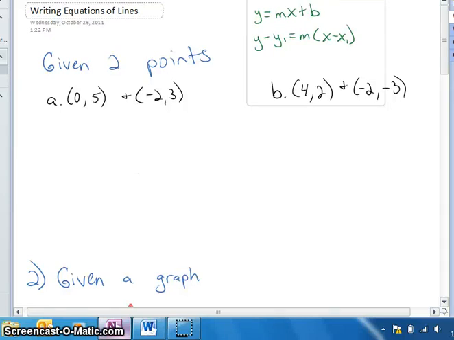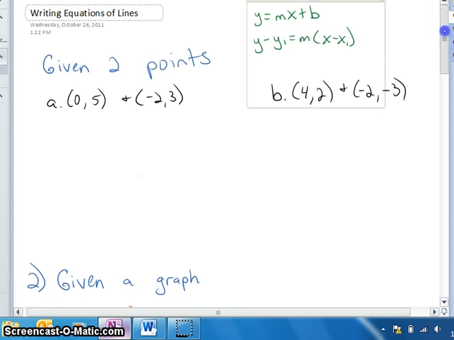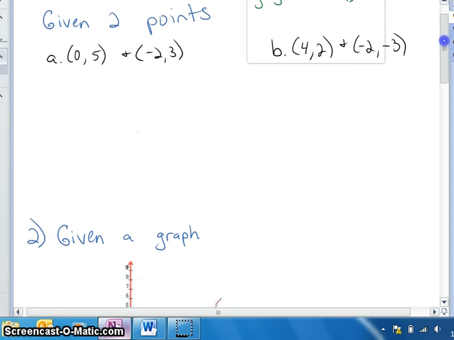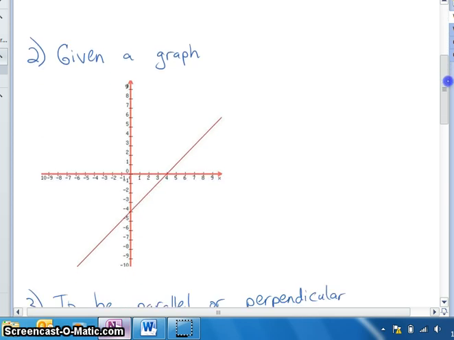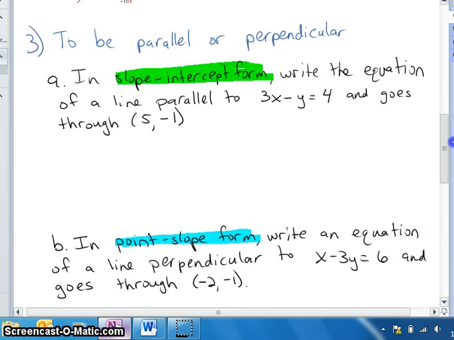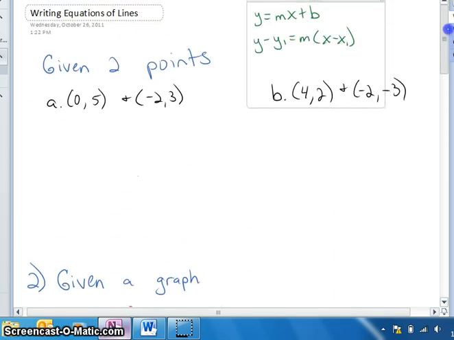Alright, here's a screencast on writing equations of lines. So there's three different options that really I can ask you to write equations of lines about. I could give you 2 points and have you write the equation of the line. You can look at a graph and write the equation, or you can figure out if something's parallel or perpendicular. So let's look at the first opportunity.